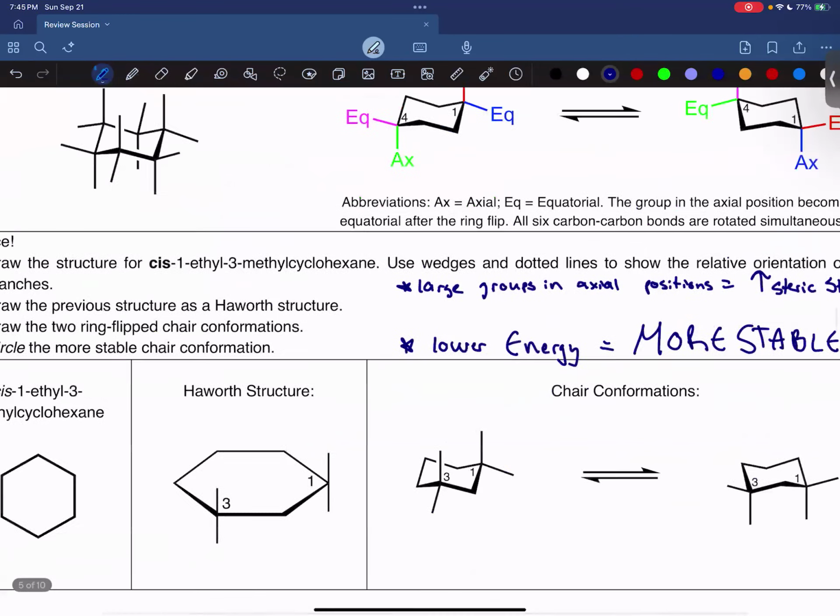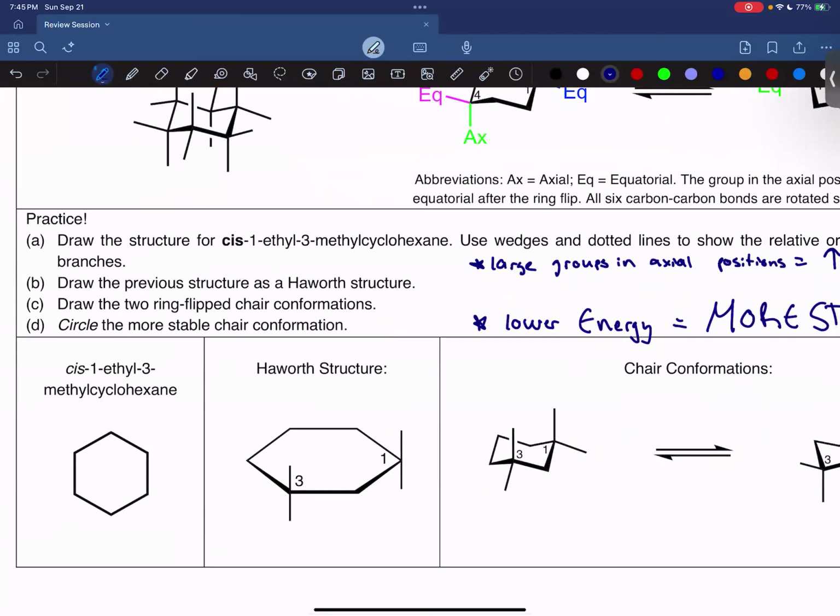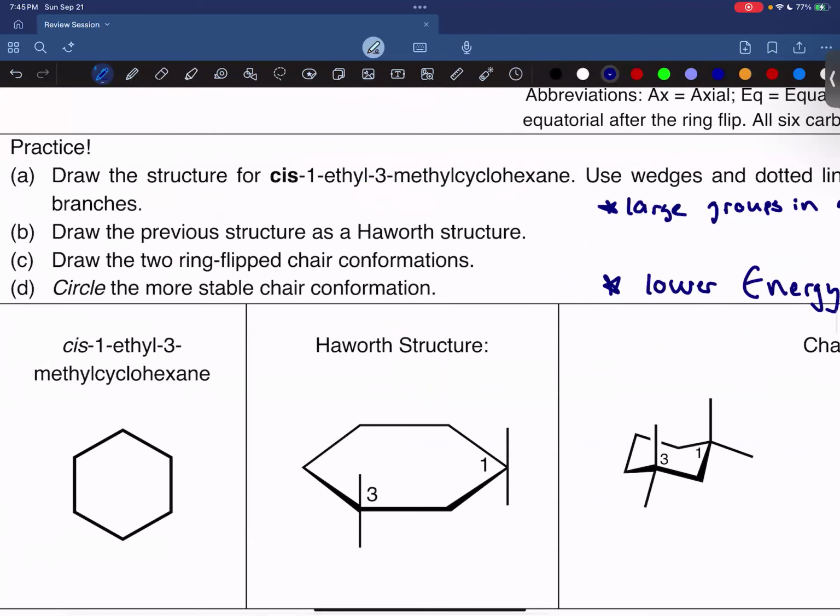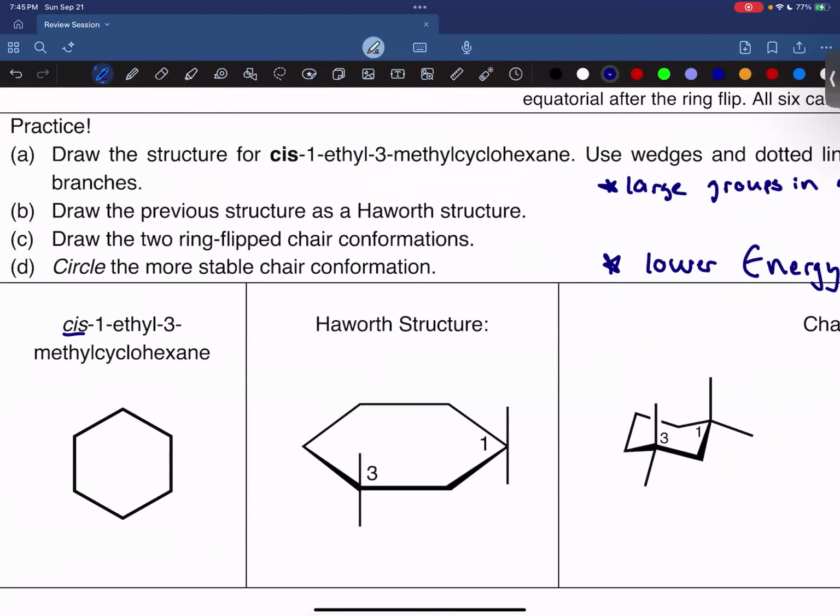Okay. So now we're going to look at this and we have a little name. So it's cis, important to remember, 1-ethyl, 3-methyl cyclohexane. So again, as long as you start where you start and remain consistent, it doesn't really matter. I could start the ethyl here and the methyl there, but I'm not going to. So I'll start here. This is going to be our 1 position, and I'm just going to draw our little ethyl group here. And then 2, 3.